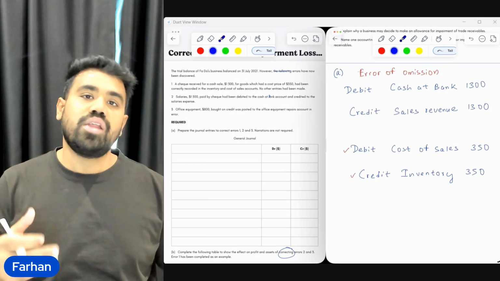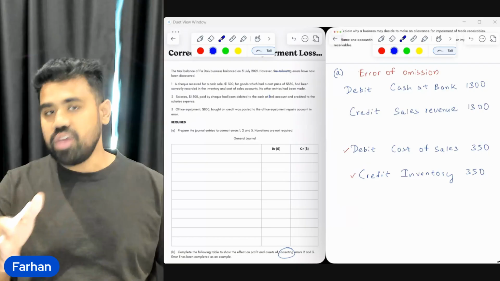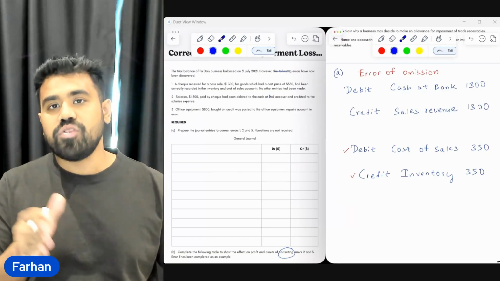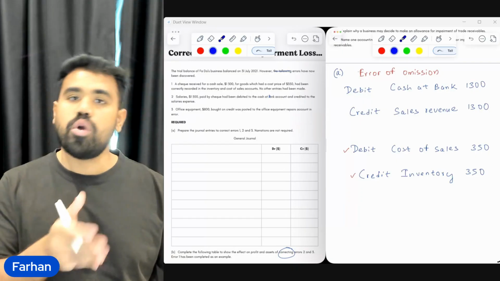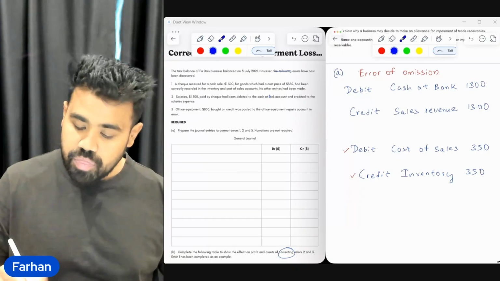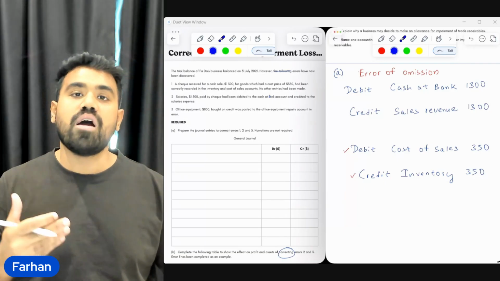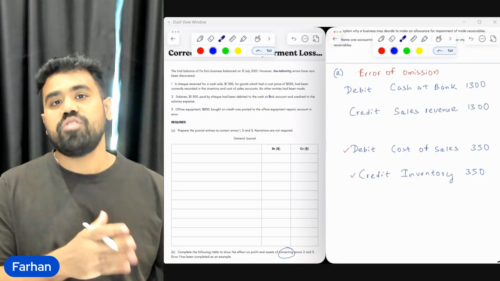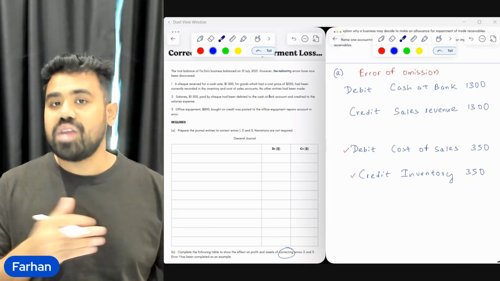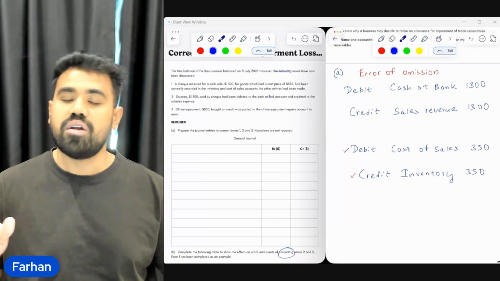So inventory in itself is an asset account. When we are selling, this inventory is going down in value, especially in terms of the cost component. And because inventory is going down in value, asset is going down in value. And when assets go down in value, we credit them. So we credit the inventory account by $350. Simultaneously, we have incurred an expense, which is what we refer to as the cost of sales. All expenses, whenever we incur them, by default are to be debited. So that is why we debit the cost of sales account by $350.